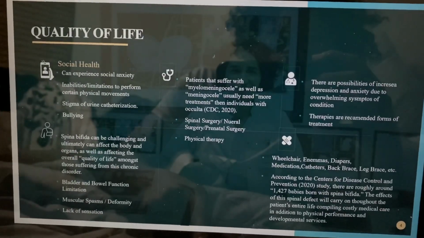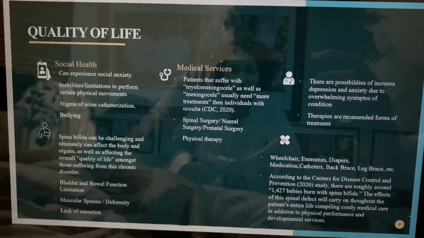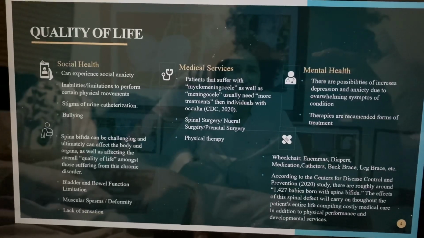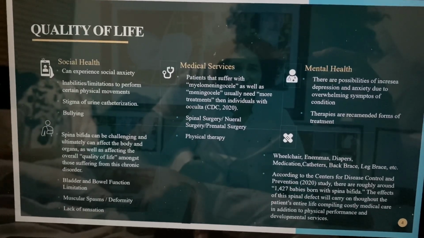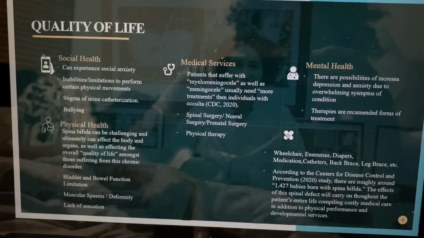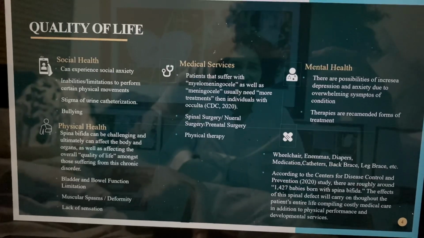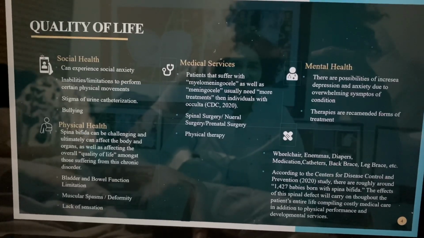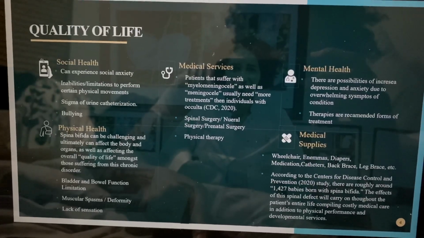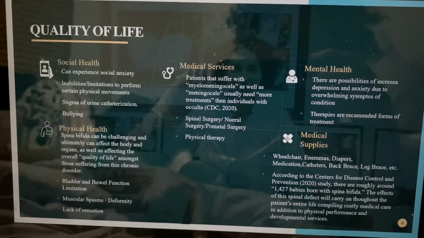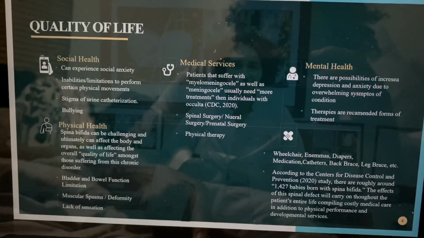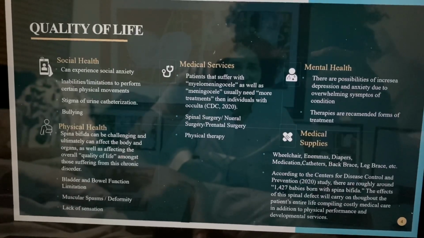When trying to understand the quality of life while living with spina bifida, you want to understand the social aspect, mental aspect, medical services that need to be provided, physical health, as well as the medical supplies that are needed in order to survive. Now, multiple studies, even from the Center for Disease Control and Prevention, have provided an abundance of information in regards to how costly medical care can be to improve physical performance and developmental services.